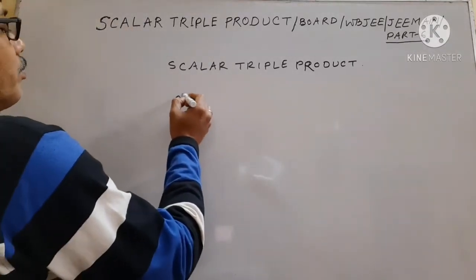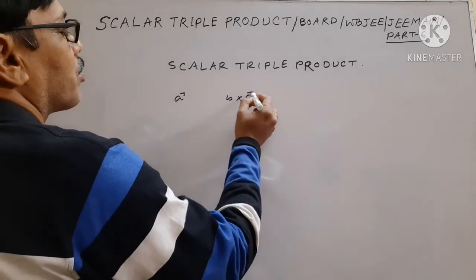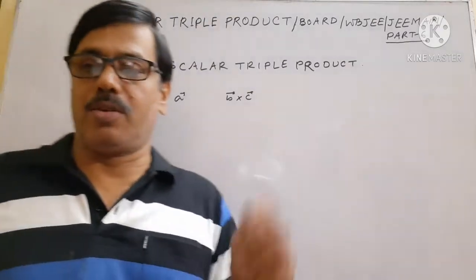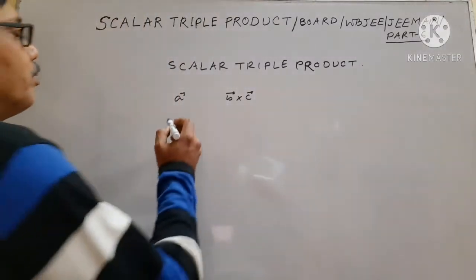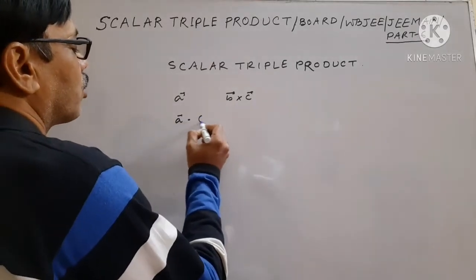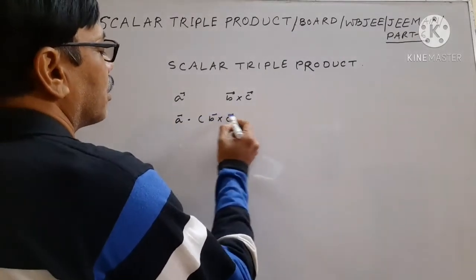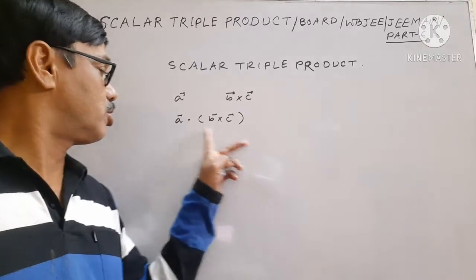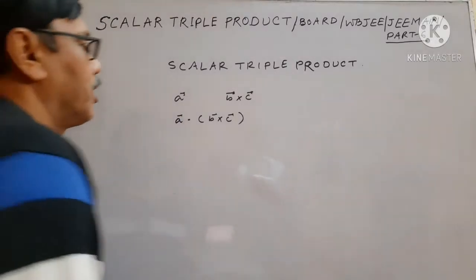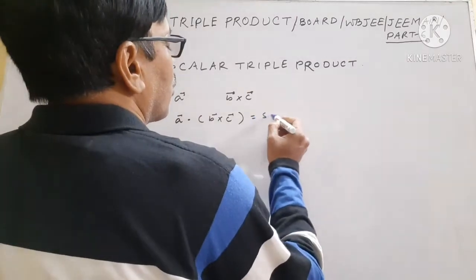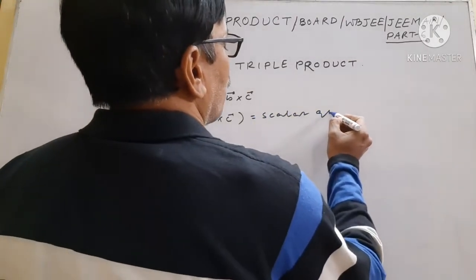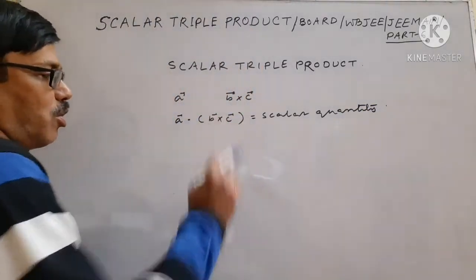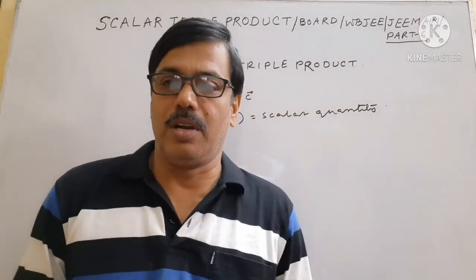So A is a vector and we know B cross C is also another vector. If we take the dot product of A and B cross C, then this is a vector, this is a vector, and this is a dot. So the dot product is a scalar quantity. So this is called scalar triple product.